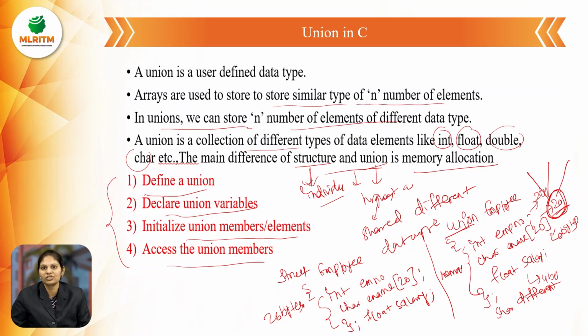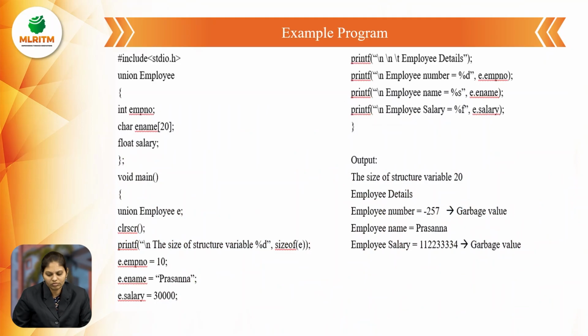In the memory allocation, the 20 bytes can be shared among the different data types. So after completion of one data type, only then can it move to the other data type. But in a structure, each data type takes its own individual space. In a union, after one member is completed, it can move to the other data type. The memory allocation is most important for structure and union.